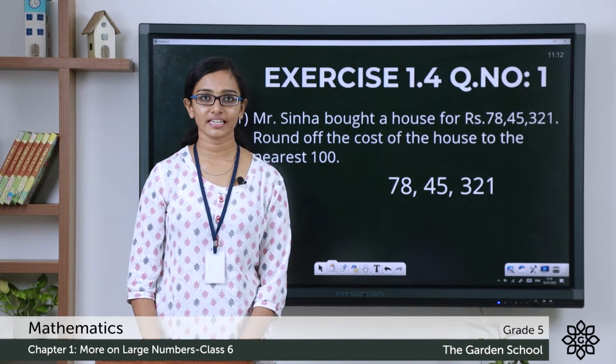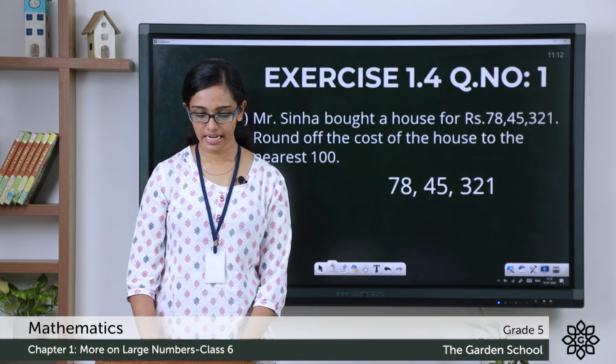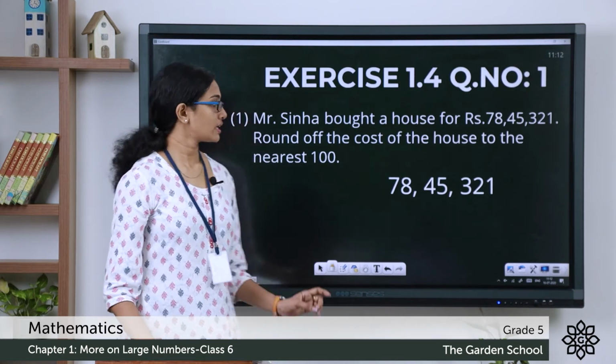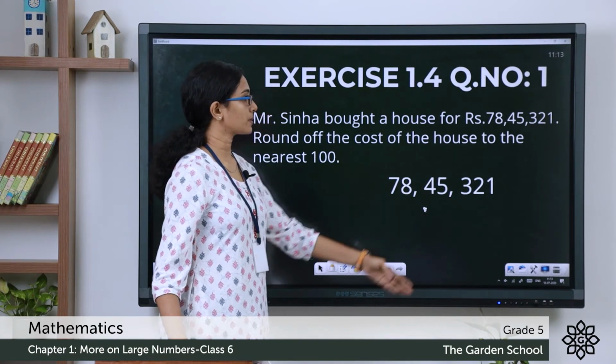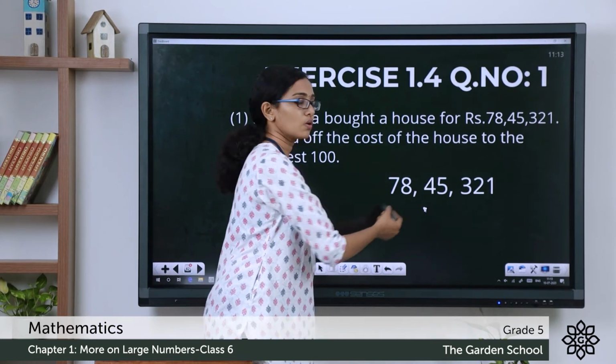So the first question is, Mr. Sinha bought a house for rupees 78,45,321. Round off the cost of the house to the nearest 100. So the number here is 78,45,321. So to round it off to the nearest 100, let's find the rounded digit first.